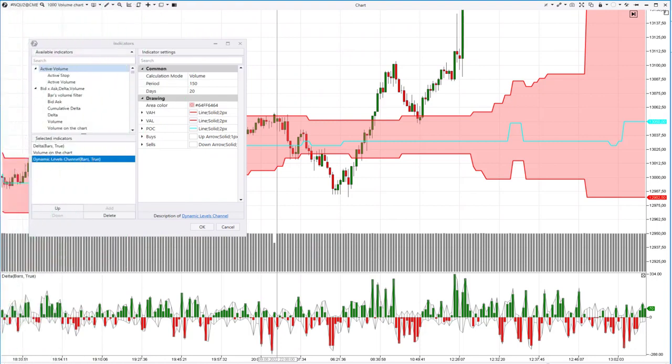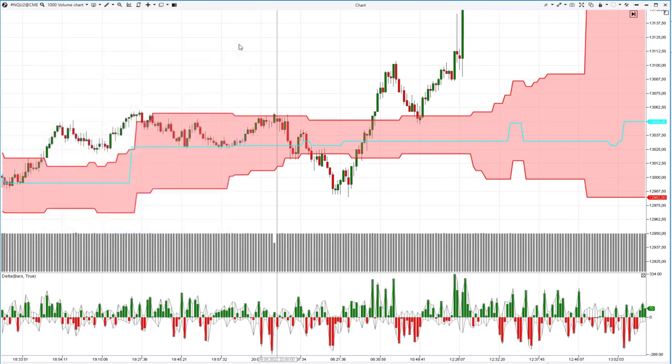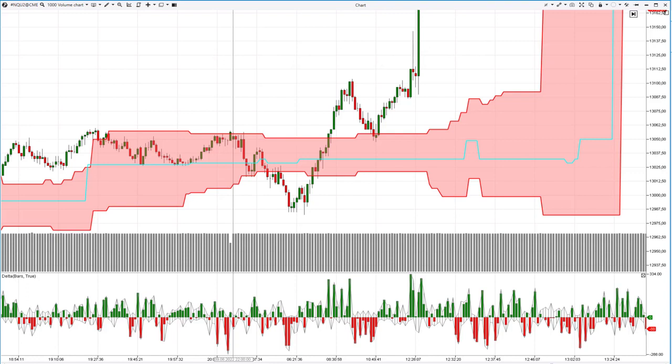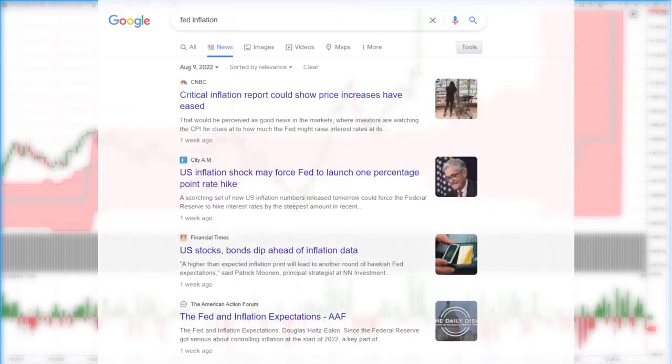Let's have a look at a futures chart for the Nasdaq stock index. This is a volume chart, so the volume bars are almost the same height. Each new candle appears when a given amount of volume is traded in the market. The delta indicator and the dynamic levels channel with a period of 150 have also been added to the chart. Scale equals 5. The chart shows the events of August 10th when the Consumer Price Index was released. It should have been a highly volatile day because the Federal Reserve System, the Department of the Treasury, big hedge funds, and others were all paying attention to the amount of inflation.